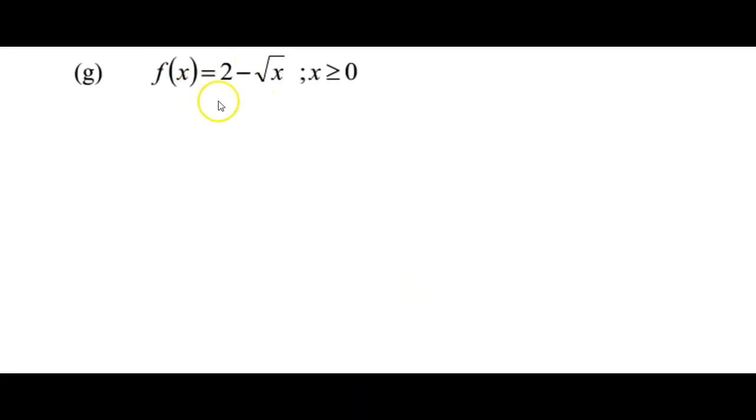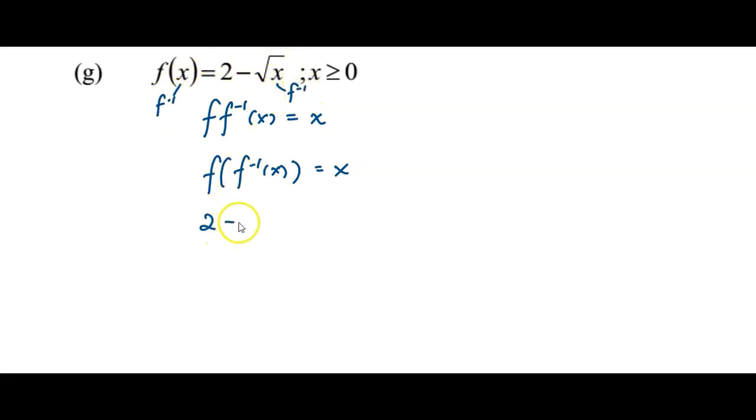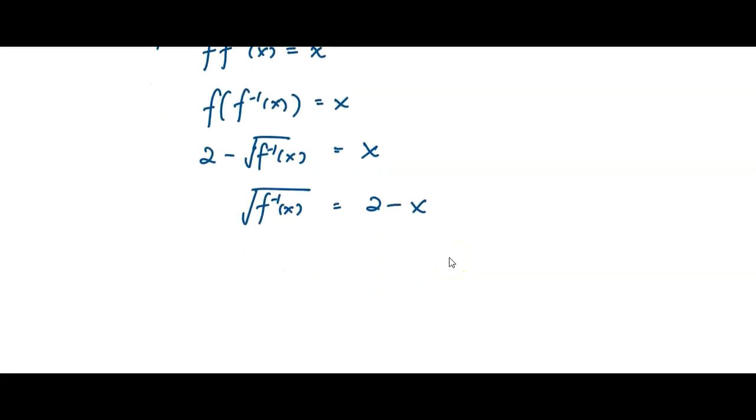For this example, again, we start from f of f inverse of x equals x. The x is replaced by f inverse of x, so I get 2 minus the square root of f inverse of x, and this is equal to x. Finally, the square root of f inverse of x equals 2 minus x. Then, to get f inverse, you square both sides. You have f inverse of x equals 2 minus x, all squared.